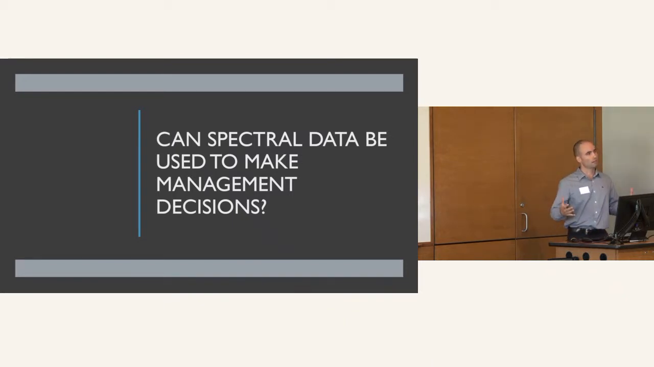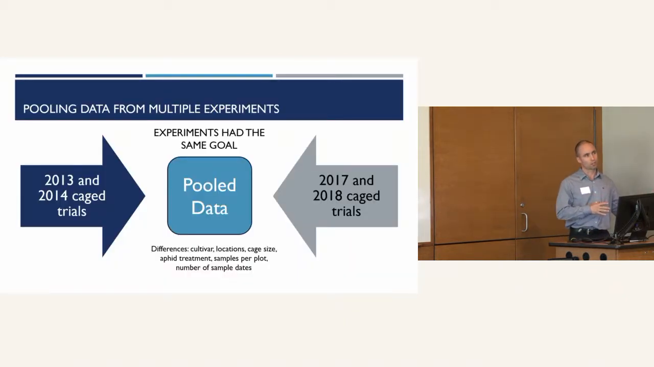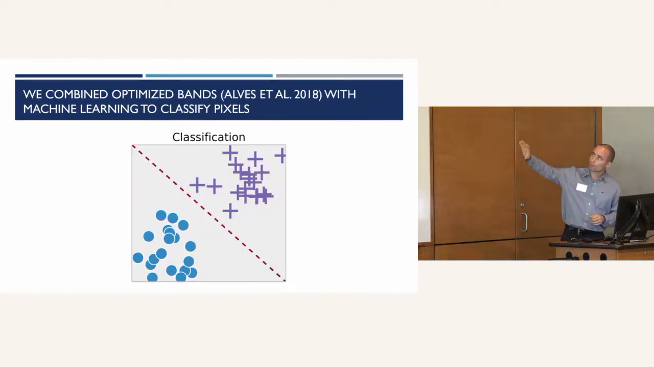So he took those data from Tavez's experiments in 2013, 2014, his experiments from 2017, 2018, pooled those together. So we had lots of data where we have these cage plots where we manipulated aphid densities on soybean. And from there, he took the hyperspectral data, pulled out those bands that Tavez identified as being most responsive to soybean aphid, and used some machine learning to try to classify the aphid populations in those plots as being either above the threshold or below the threshold.